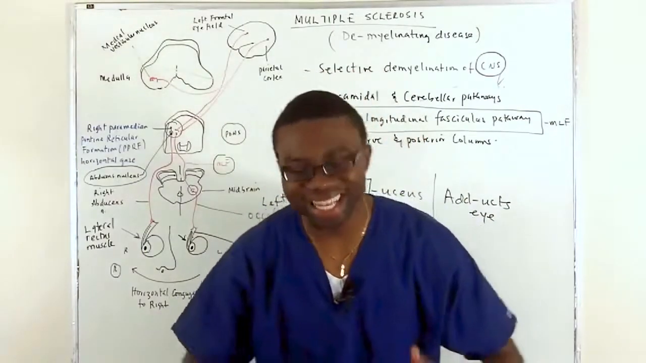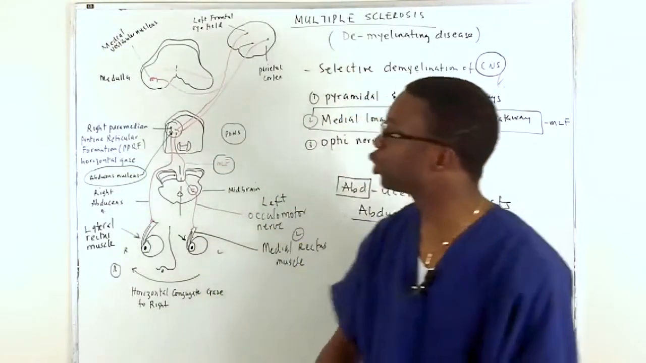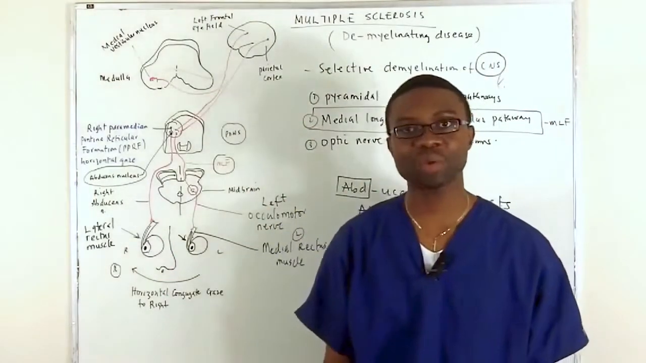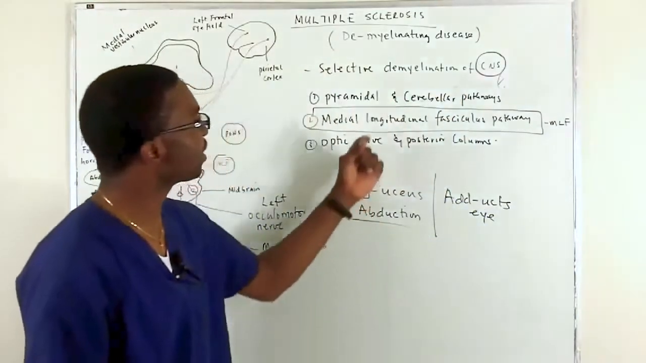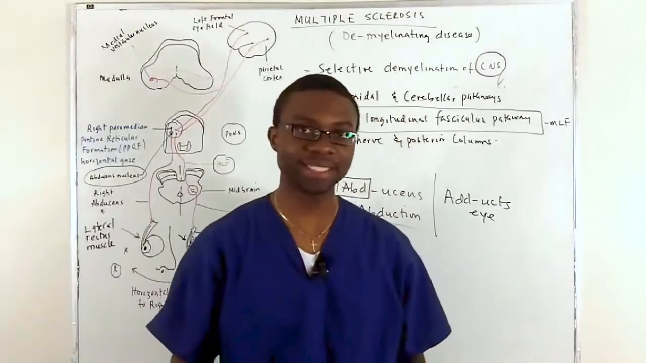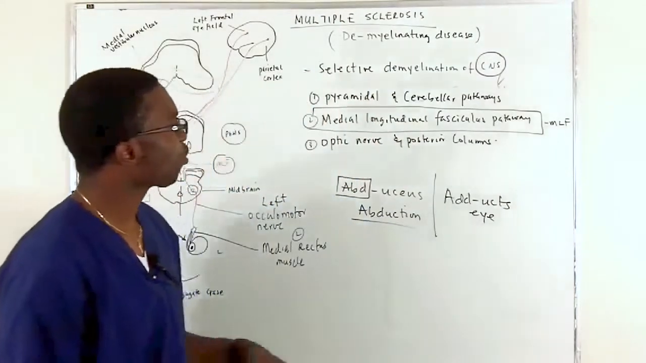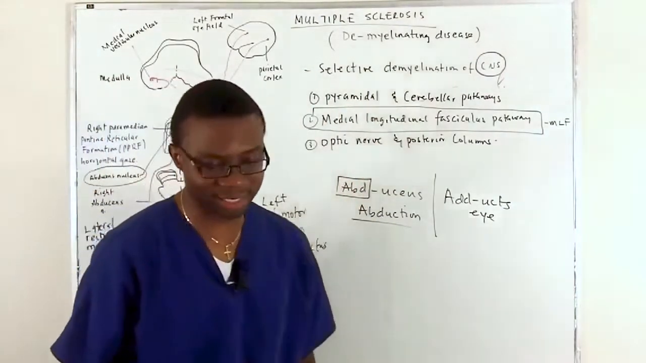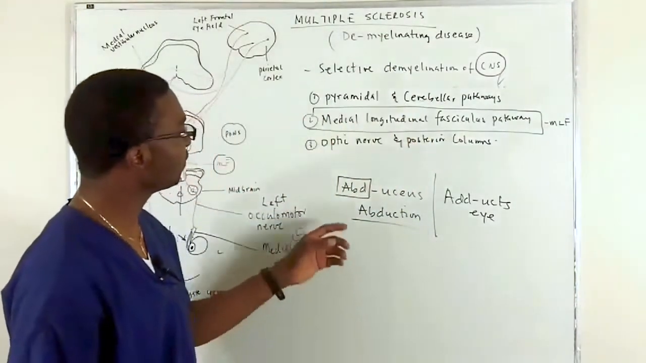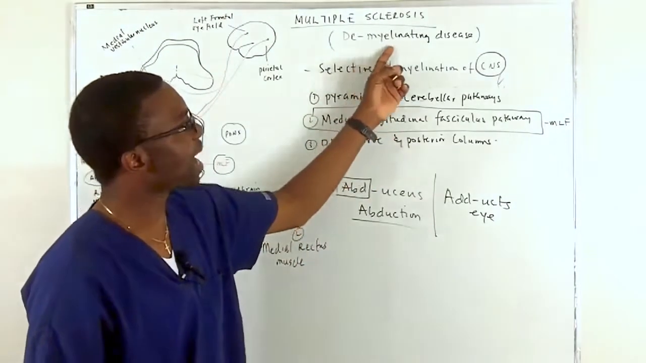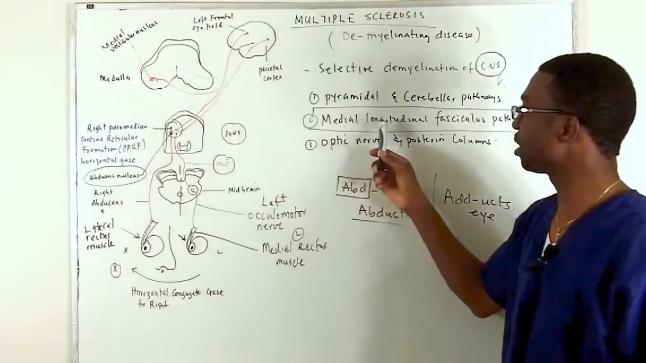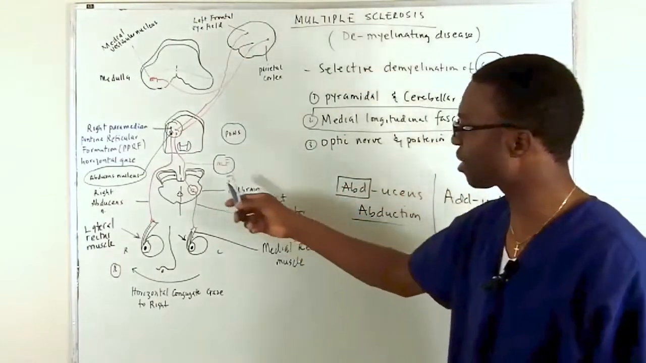Well, you probably wonder, why did I spend all that time just to explain this pathway known as the conjugate eye movement pathway? It's because it's very, very crucial in our lecture on multiple sclerosis. I like to be very detailed. Now, what will happen when a patient develops multiple sclerosis? They are going to develop demyelination of the medial longitudinal fasciculus pathway.